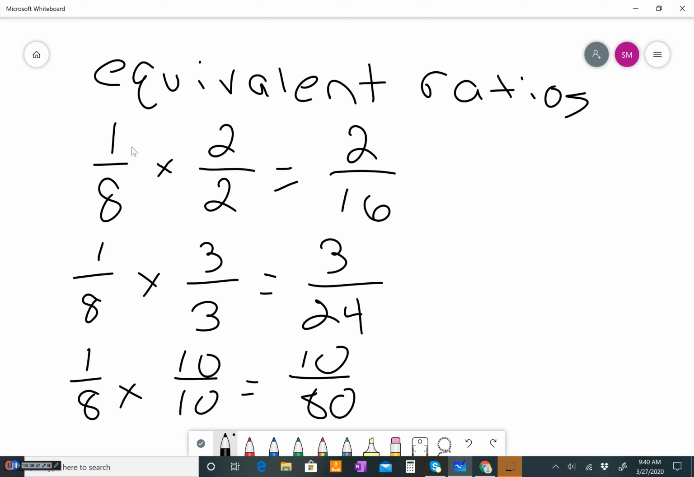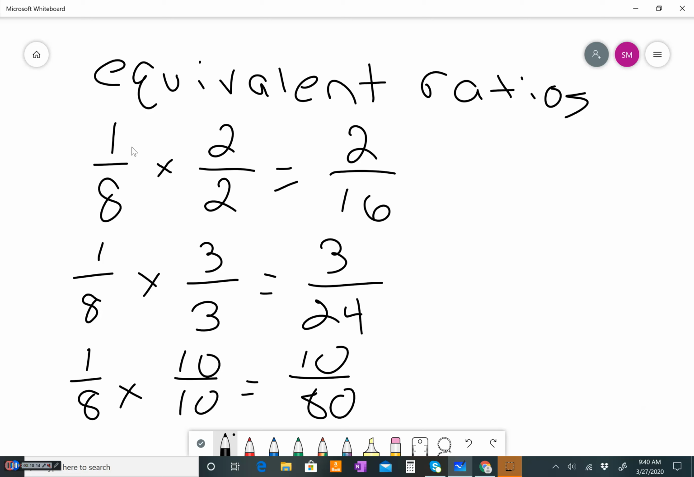Okay, the same thing with 3/24. If I was dividing it by the 3/3, which is the greatest common factor, okay, we would get down to the 1/8. And the same thing on the last one, the 10/80. If I divide it by 10 over 10, I'm going to get back to the 1/8. So they're making equivalent ratios. So you're going to do that on all of them. Again, you can increase or decrease them.